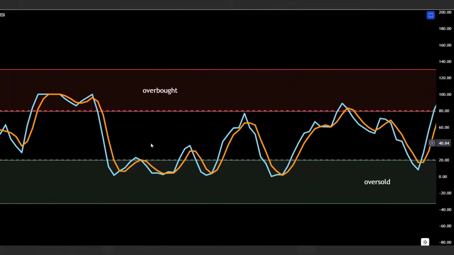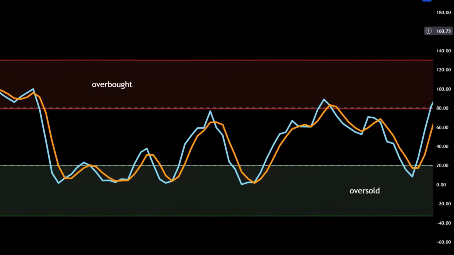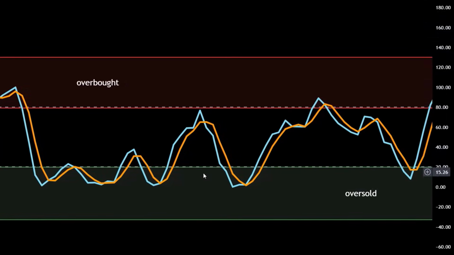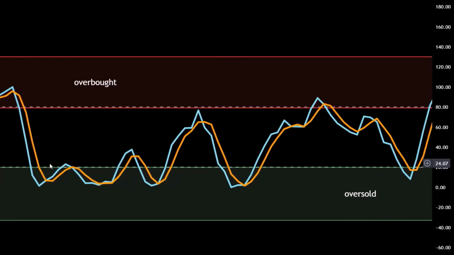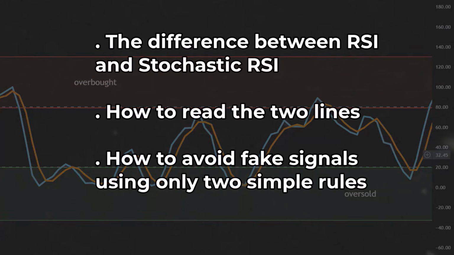Okay, that's it for today's lesson. Stochastic RSI is not magic and it's not complicated. It's simply a faster, more sensitive version of RSI. Today you learned the difference between RSI and stochastic RSI, how to read the two lines, and most importantly, how to avoid fake signals using only two simple rules. If you just follow this structure, your entries will already look smarter than random crossovers.